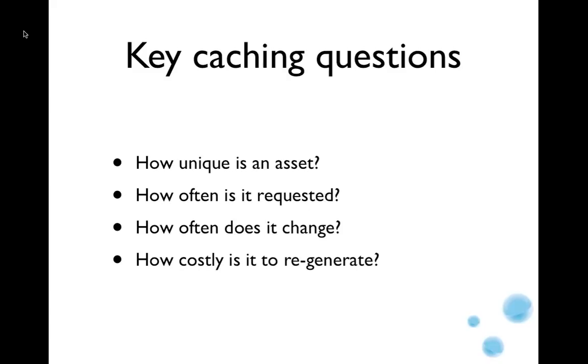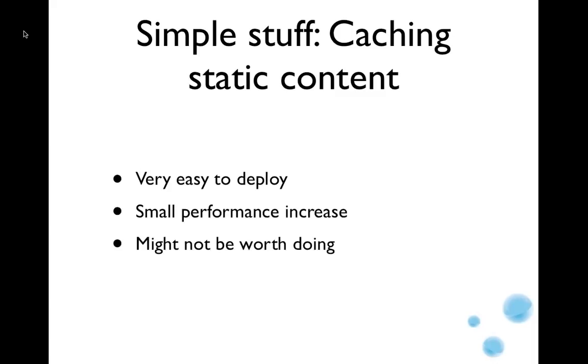So if you want to do the really, really simple stuff to get started with caching, it would be to cache the static content. The good thing is it's very easy to deploy. With static content, I'm talking about images, style sheets, JavaScript, the stuff that doesn't really change that often. However, the performance increase that you'll see will, of course, be limited, as modern web servers such as Nginx and also Apache these days are quite good at serving these static assets. It's not really that much of a problem to have Apache or Nginx serve 20 or 30,000 requests per second. So it might not be worth doing.